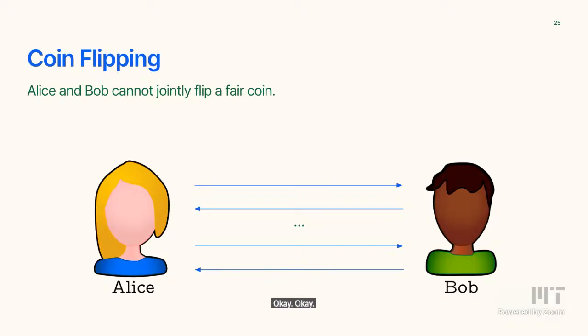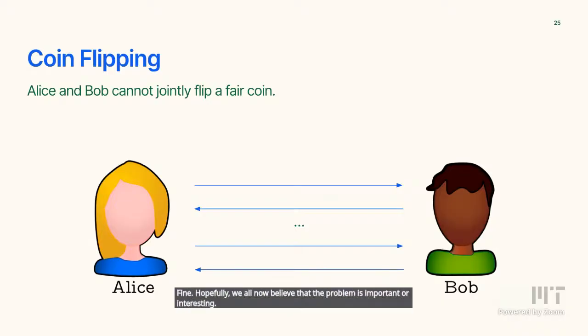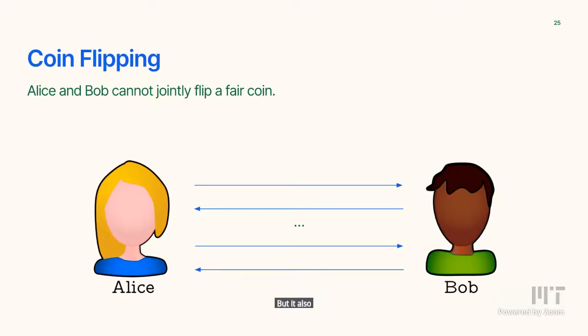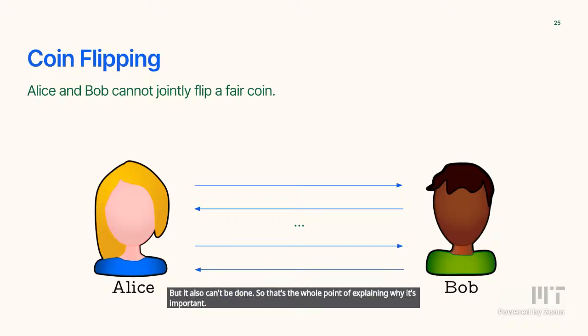Hopefully we all now believe that the problem is important or interesting. That's how it can't be done. So I guess the whole point of explaining why it's important is that it's kind of neat that you can't do it. There are ways in which it's achieved in practice, but in its truest sense, it cannot be achieved. Is this surprising?